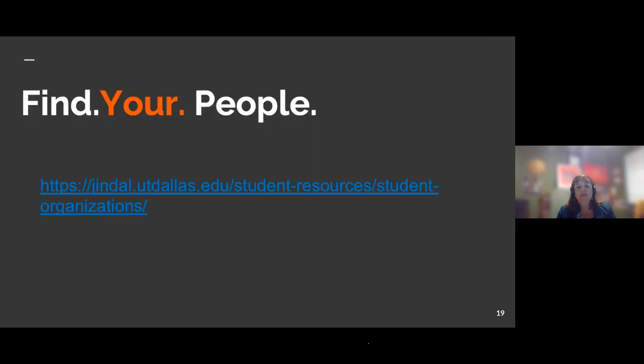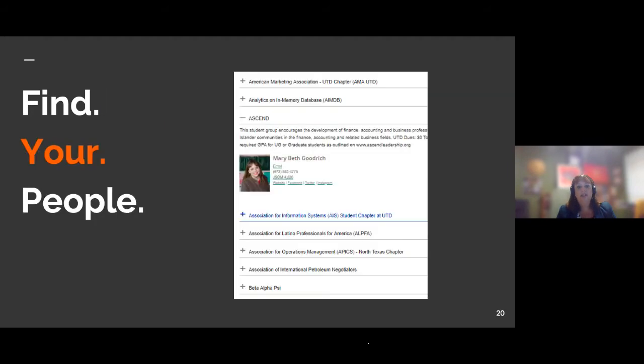Next, please. So finding your people, this is very, very important. There are hundreds of organizations at UTD that you can tap into. And this right here just mentions some of the ones for the Jindal School of Management. If you can move to the next slide. So you can see right here, this is the one for Ascend. This is one I'm very close to because Ascend is the one that I'm heading up right now as the faculty advisor.